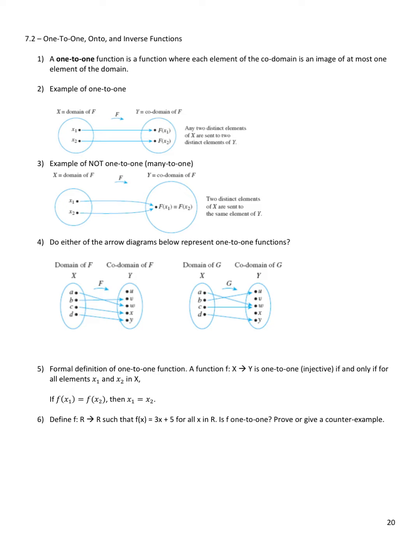Welcome to CSC 201, Lesson 7.2, One-to-one, onto, and inverse functions. A one-to-one function is a function where each element of the codomain is an image of at most one element of the domain. So in an example of a one-to-one function, any two distinct elements of X are sent to two distinct elements of Y. One-to-one.